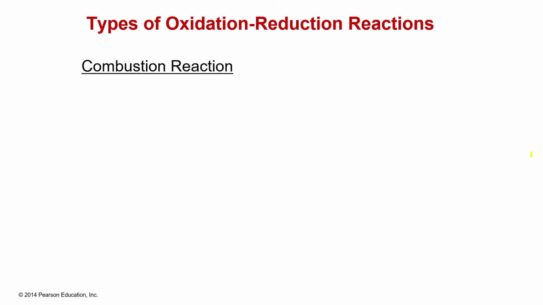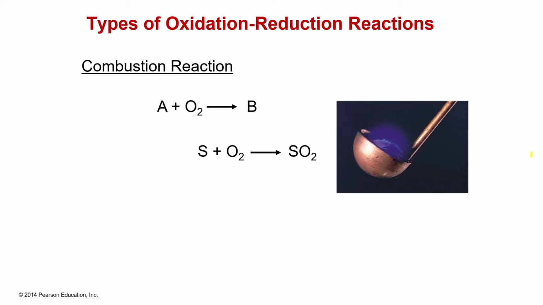Let's look at combustion reactions, since we just saw a Bunsen burner in there. And for some of you pyromaniacs out there, you like this kind of stuff. A combustion reaction is simply a reaction with oxygen to give a product. For example, I can have sulfur and heat it in oxygen to produce sulfur dioxide, and what's interesting about this is it produces a really nice blue flame. It's very pretty to watch.